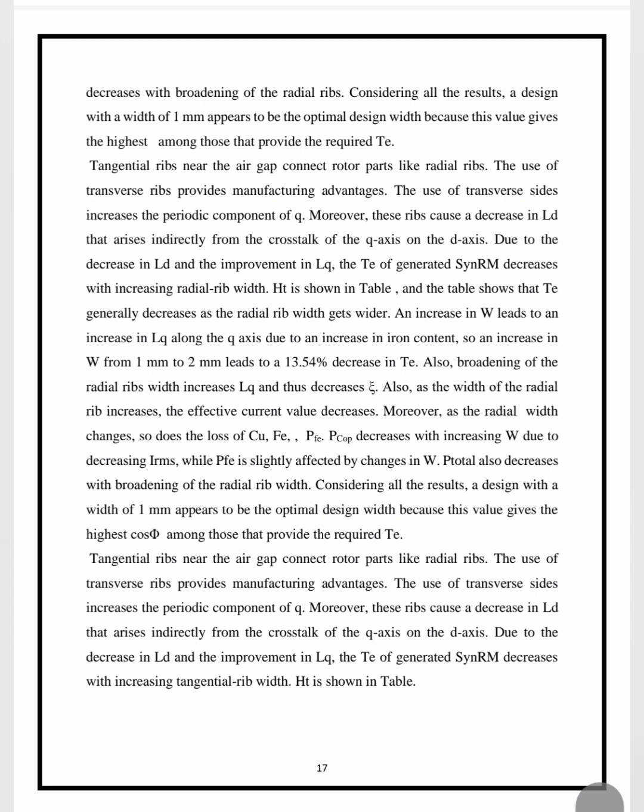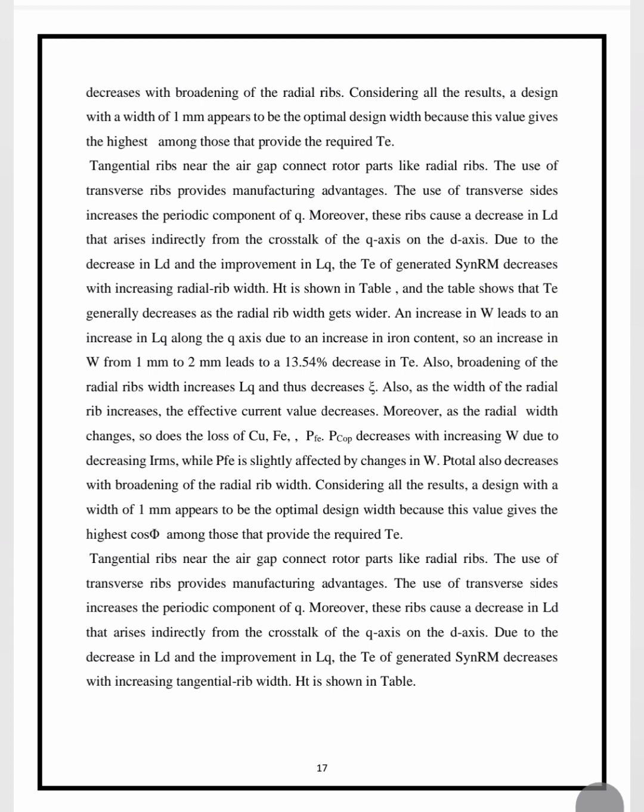The use of the tangential ribs increases the periodic component of Q. This causes a decrease in insulation ratio that arises indirectly from the crosstalk of the Q axis on the D axis. Due to the decrease in insulation ratio, and improvement in the insulation ratio along the Q axis leads to the decrease in the insulation ratio along the D axis. So the output torque of the SynRM decreases with the increasing tangential rib width.